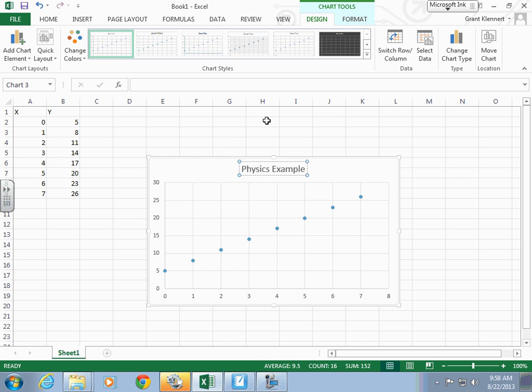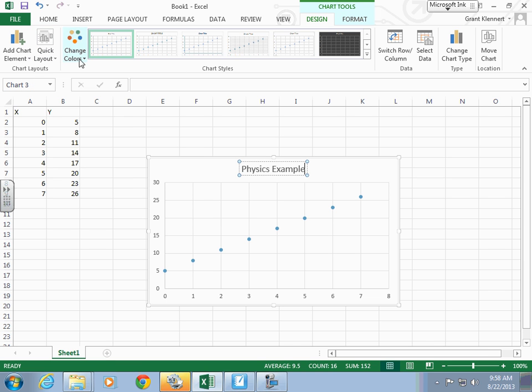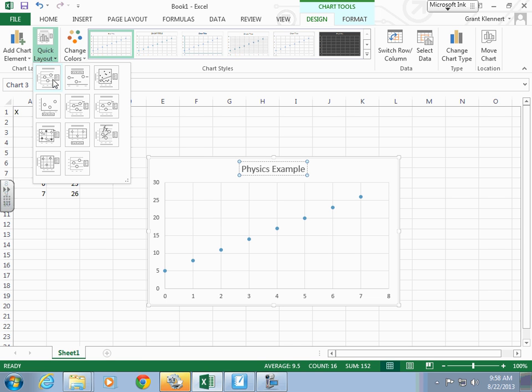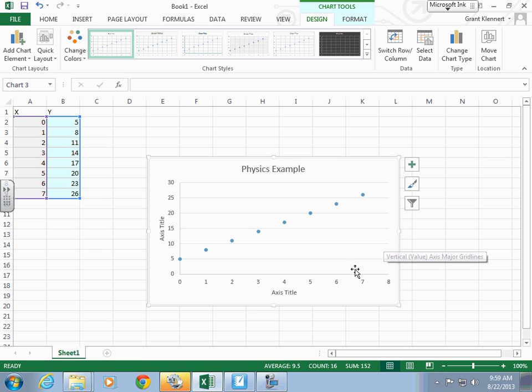The next thing that you're going to want to do is make sure that you have your X units and your Y units labeled. So you're going to go to quick layouts and you're going to see the various possible layouts, and you can just click the first one. And you can see that it has axis title, series 1. Now, one thing I never like is this is a scatter graph, so you can really delete series 1. You know that all the dots are there.